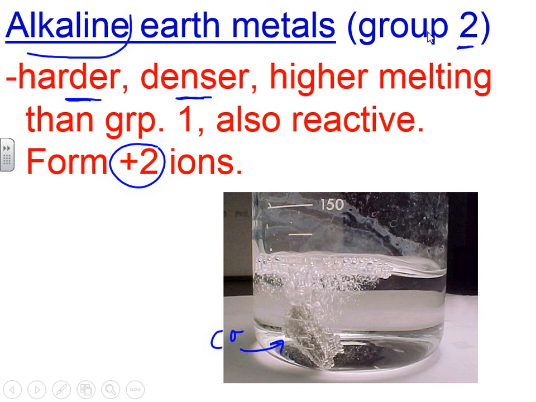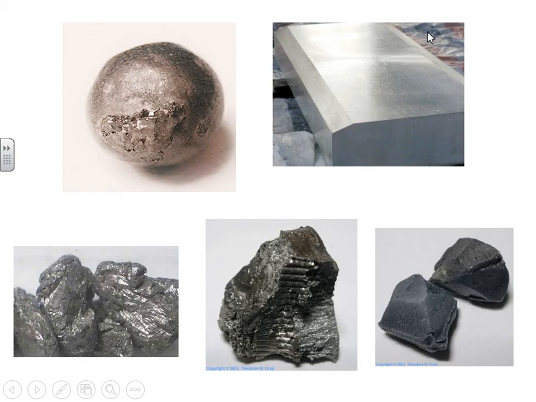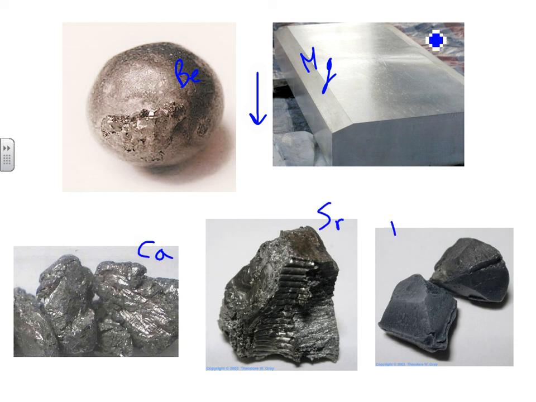Here they are. This is the element beryllium. This is magnesium. As we go down, we're going down the periodic table again. And we have calcium, strontium, and barium. So this is calcium, this is strontium, and this here is the element barium. Some of them, this one looks like it reacted a little bit, but all of them are metallic. You should see a nice luster to them all. Luster is shininess for the metals.